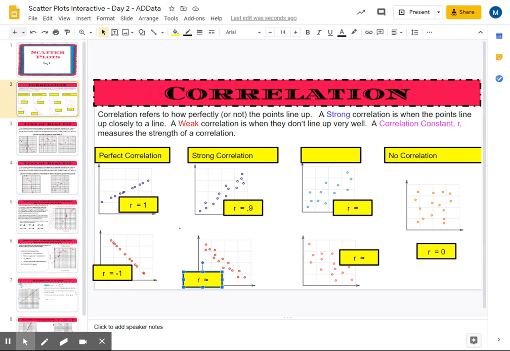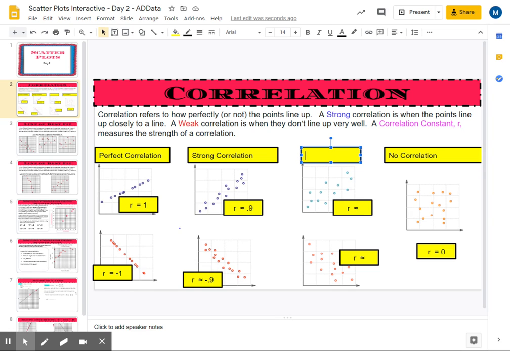And this one, since it is going down, we have to put the negative in front. It's close to perfect, but it's not perfect. Well, maybe it's not super close to perfect. Rank that as a 0.9. And again, it's a bit of a judgment call. Maybe 0.8 would be better.